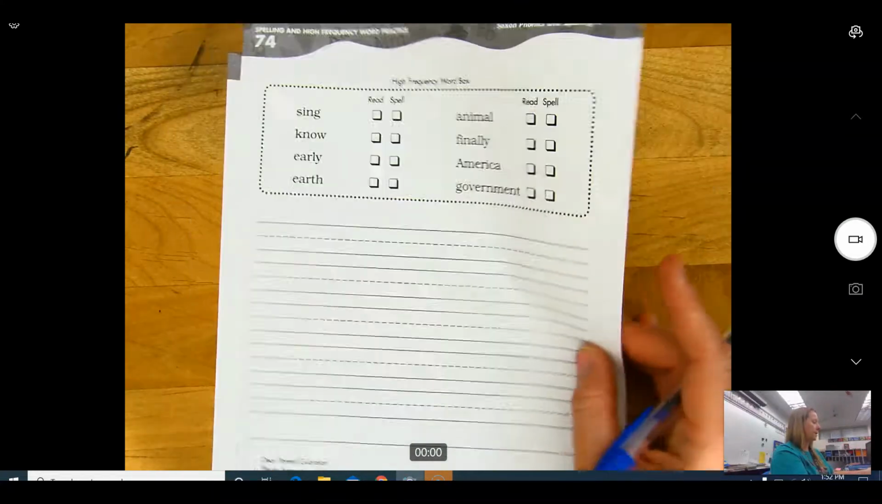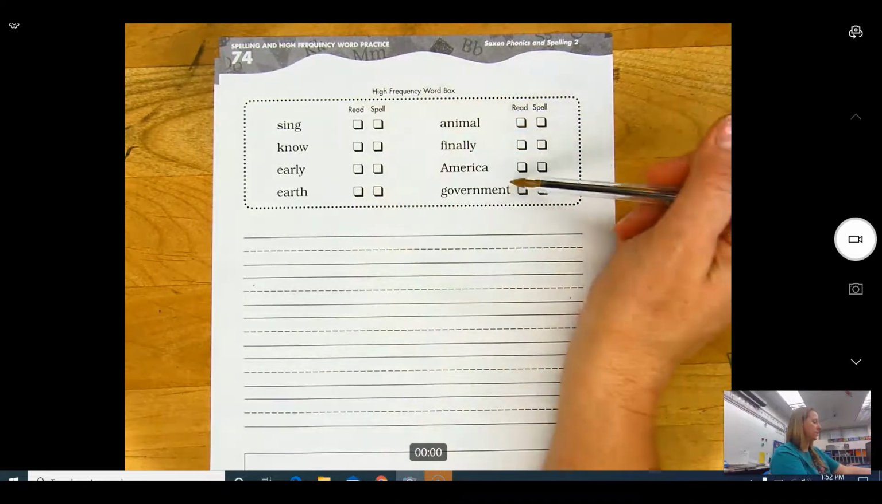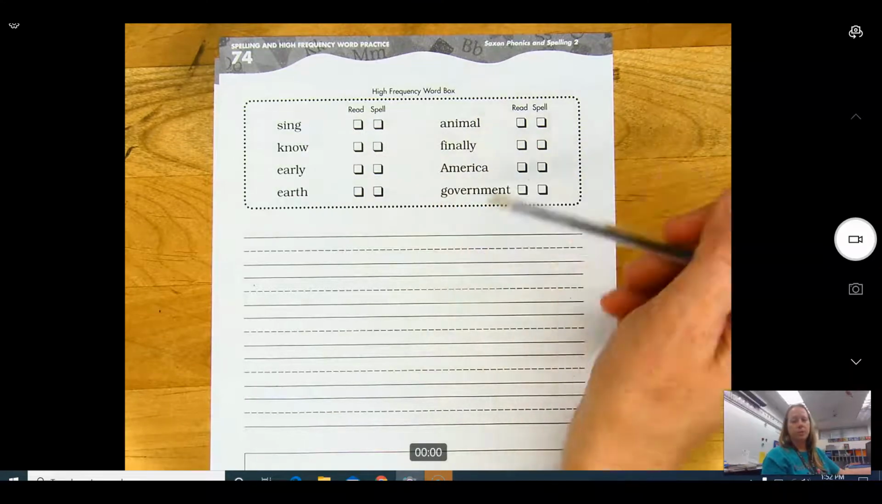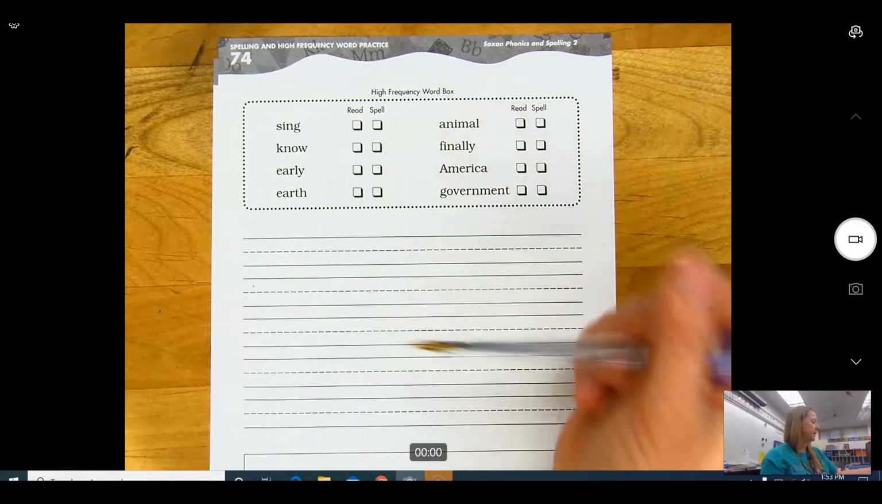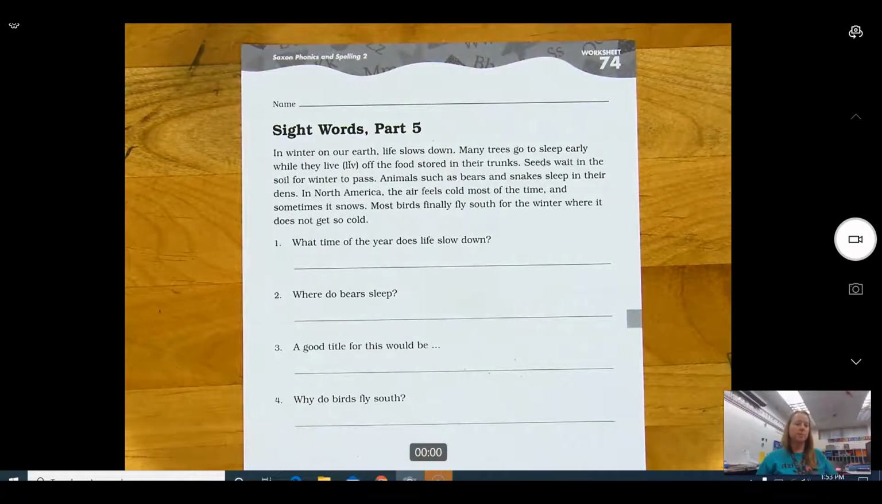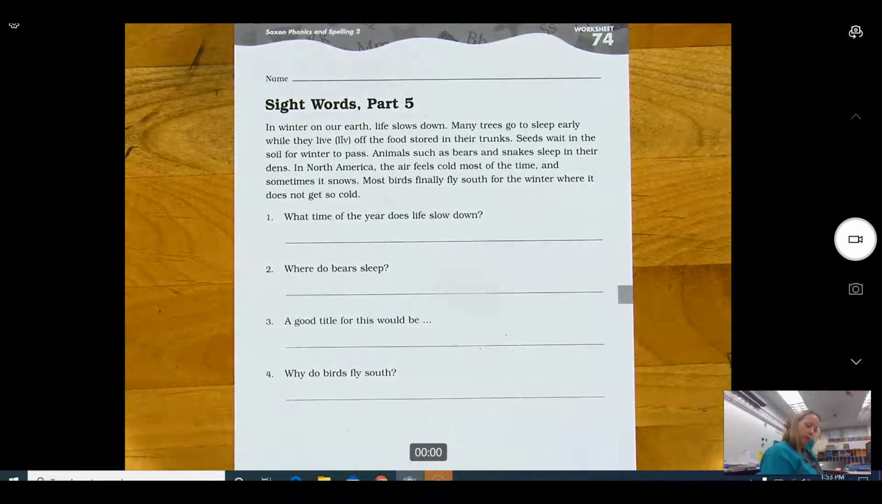On the back of our sheet, these are some more words and some of the words that are review, but make sure you read and practice spelling these words and then use them in a couple of sentences. Okay, I know we're going kind of quick, but it's just sight words. We've learned these before. These are just new words that we're learning.